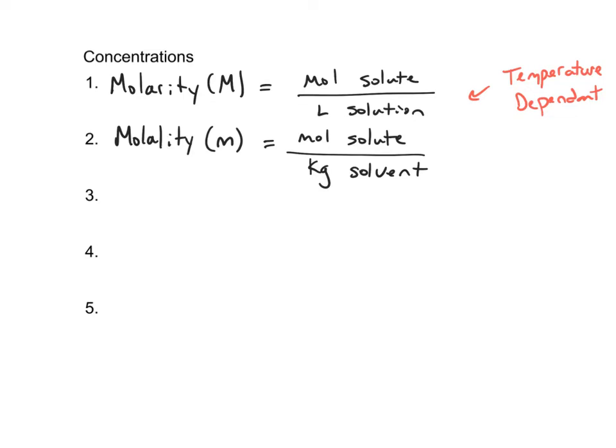It's also easier to use in other aspects of chemistry. In essence, it's just easier to calculate with. Now the next two are very similar. They are percent by mass and percent by volume.